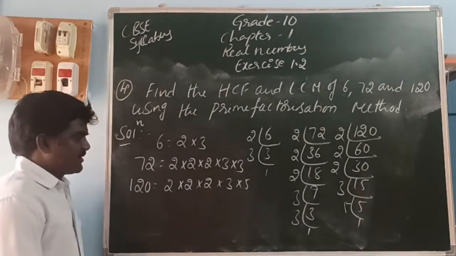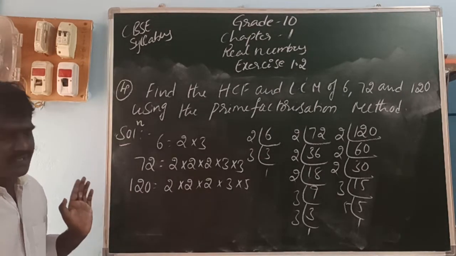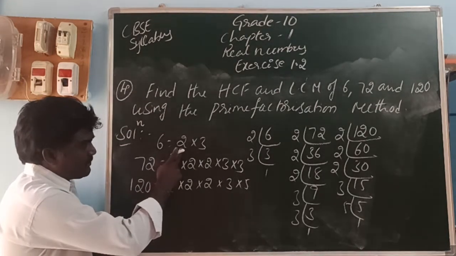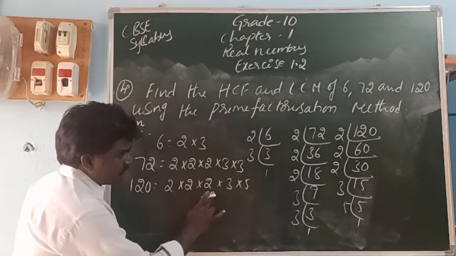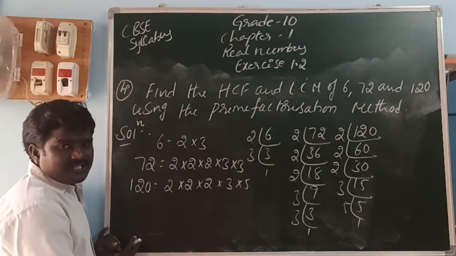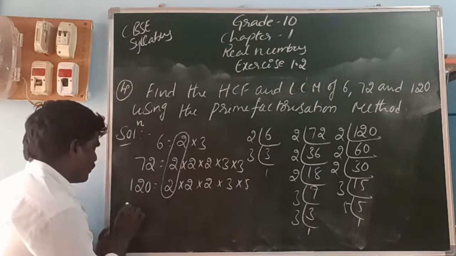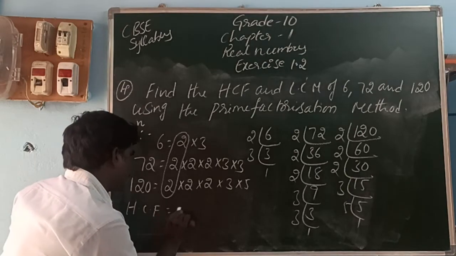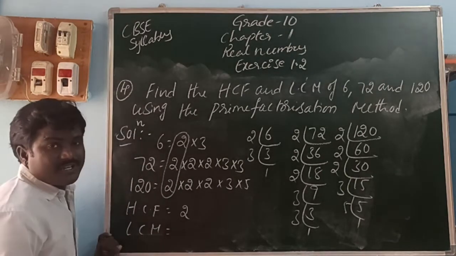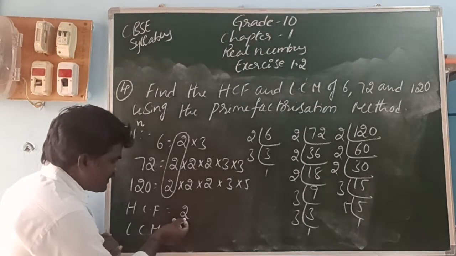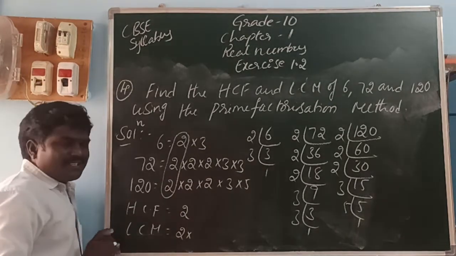How do we take the HCF from the least powers of the common prime factors? Here 2 appears how many times? 1 time. Here 2 appears how many times? 3 times. Here 2 appears how many times? 3 times. Okay, so what is the least? 2, 1 time of 2. So HCF is 2. LCM is what? Multiples of HCF. So here what is the HCF? 2. Next. Okay.